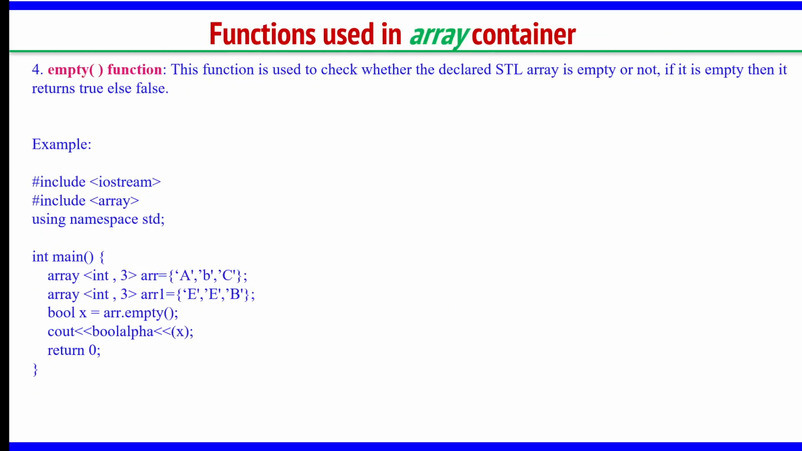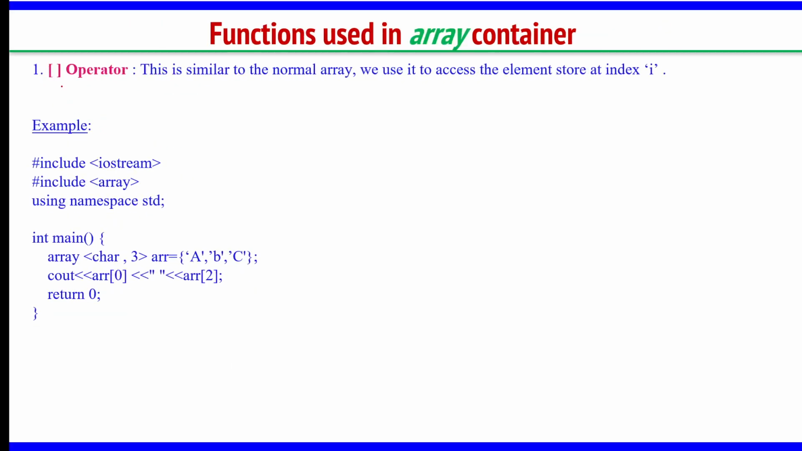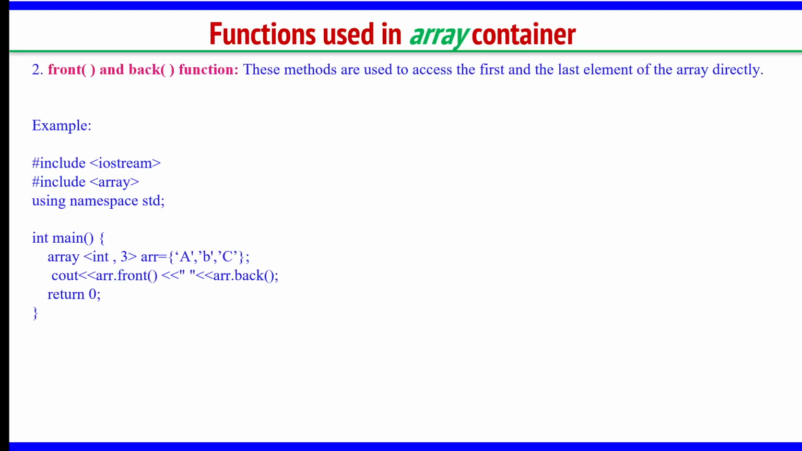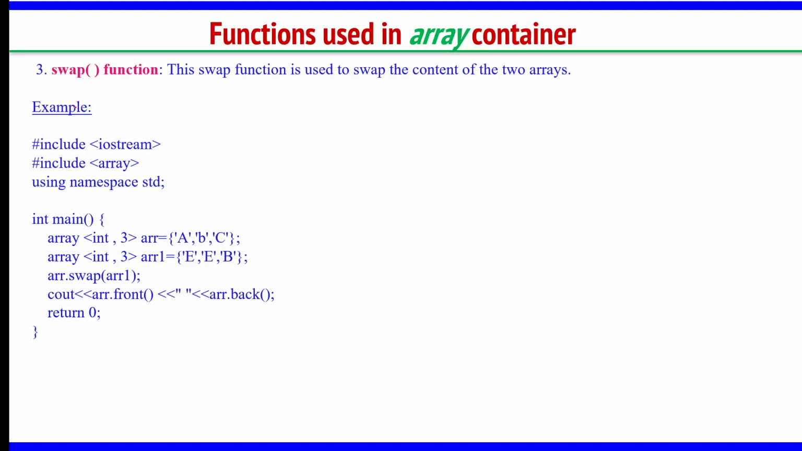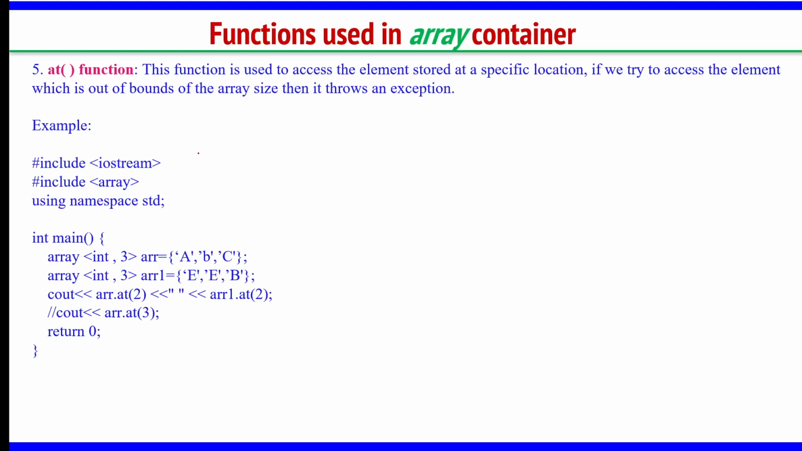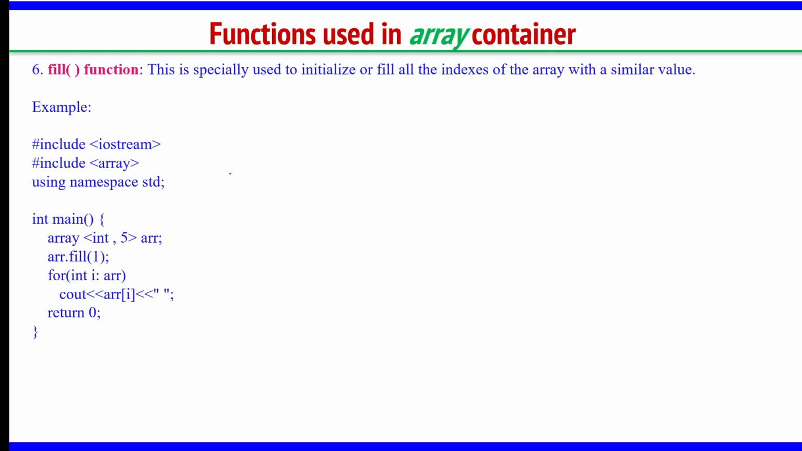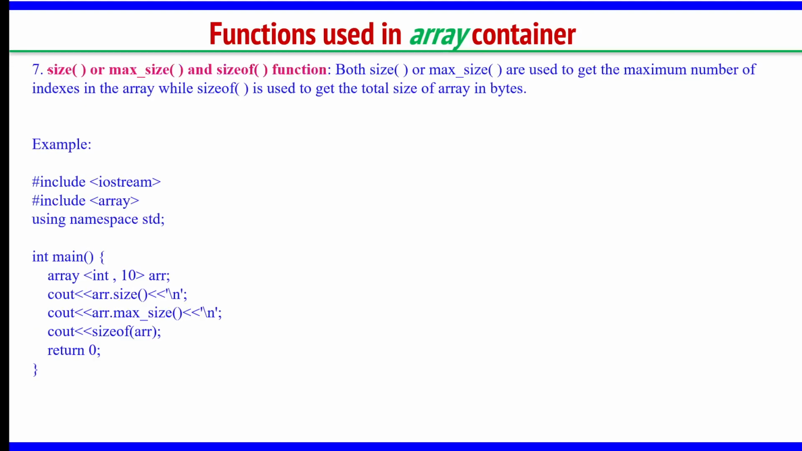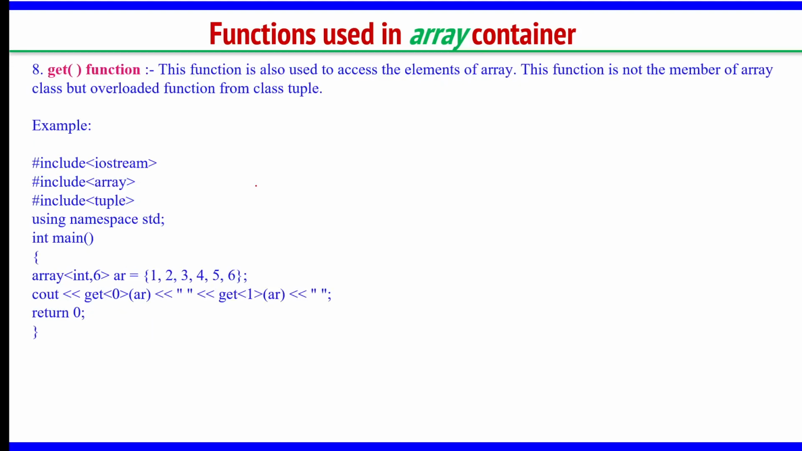So, if we quickly summarize the functions we have used on the array container, first one is indexing, which we use to get the element. Front and back to get the first and the last element of the array. Swap function to swap the contents of two different arrays. Empty function to check whether a given STL array is empty or not. At function, given an index, will tell you what is the element at that index. In the same way, fill, if you want to fill an array with the same values, you can use the fill function. Then we have size and size of. Size will tell you the number of elements in the array, size of will tell you how much memory is allocated for that variable.